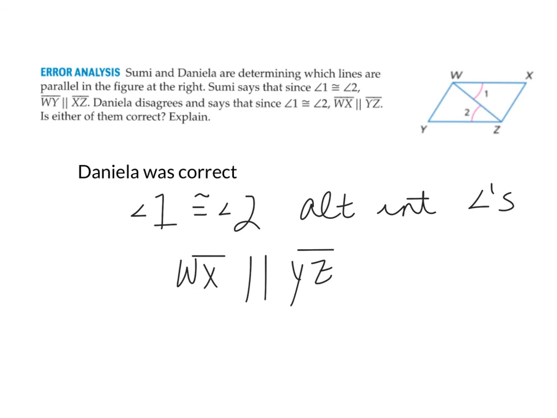The reason that Sumi was wrong is she said that angle 1 and angle 2 are congruent and therefore WY and XZ are parallel lines. However, lines WY and XZ don't even form those angles, so therefore they can't be the ones that are parallel.